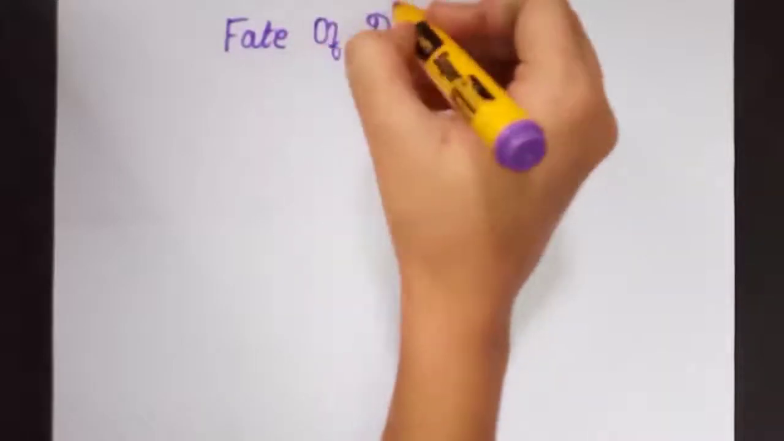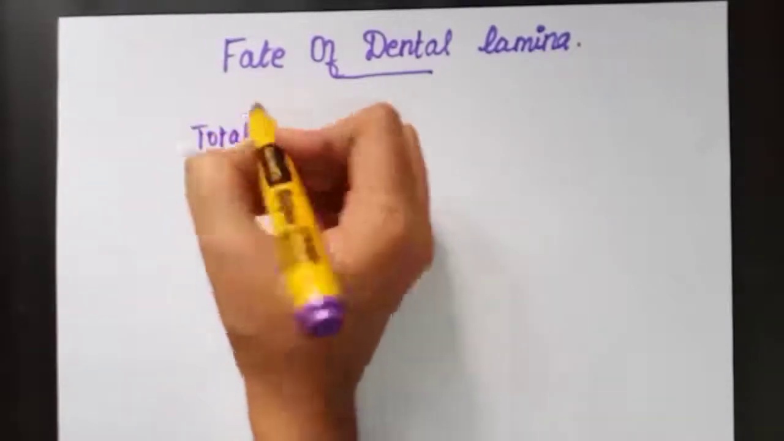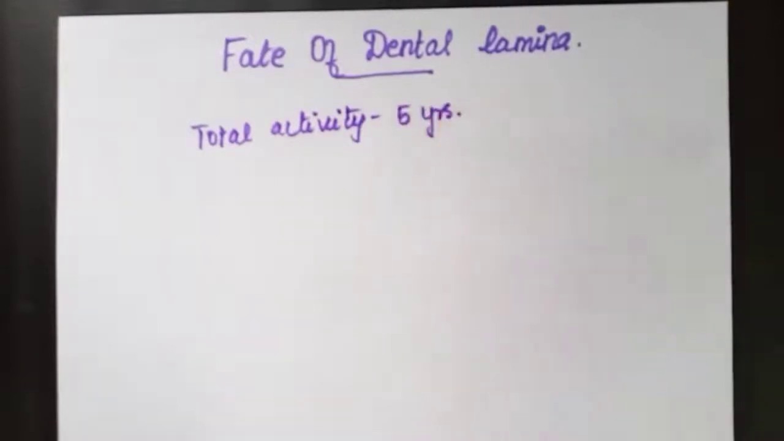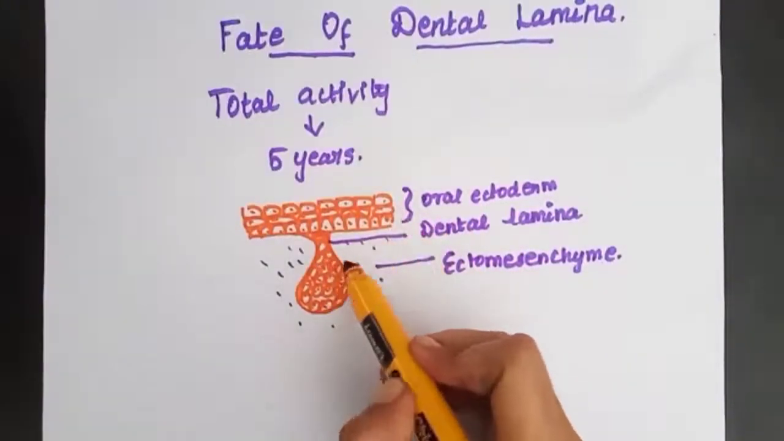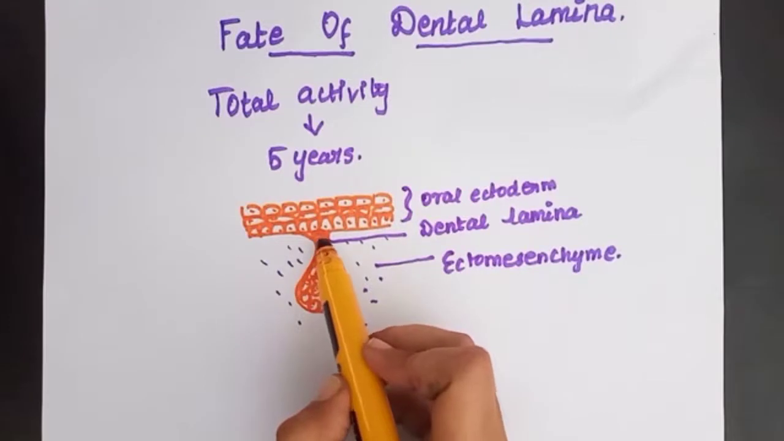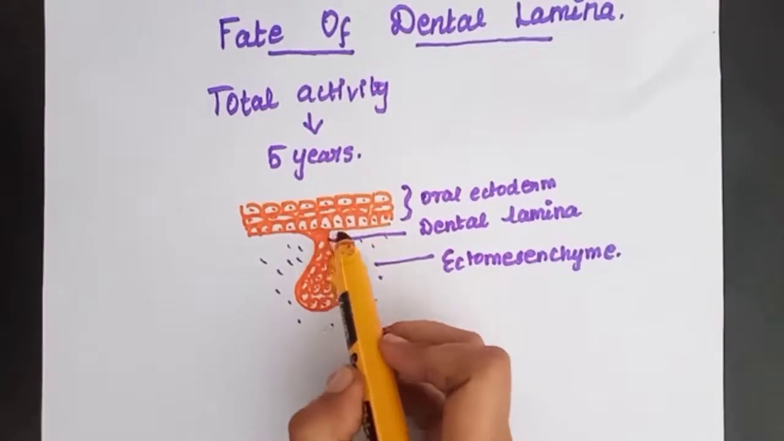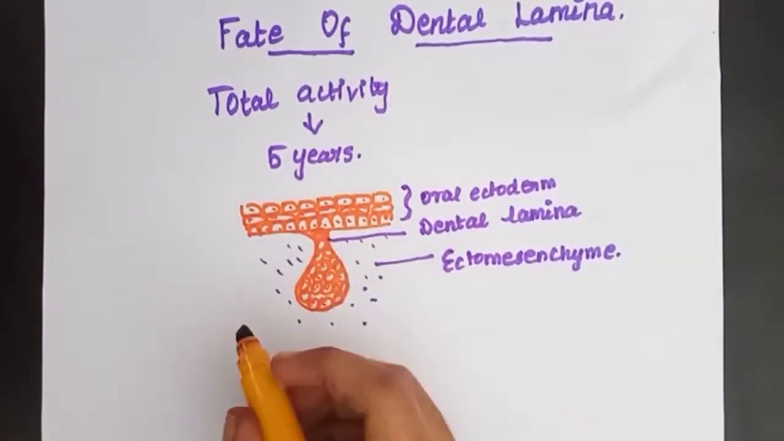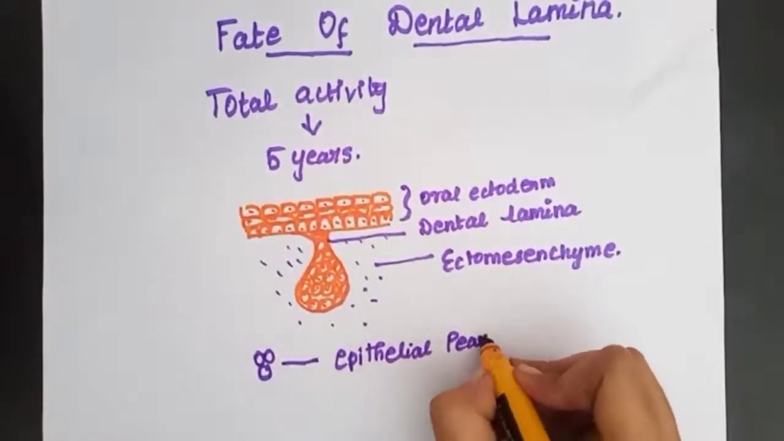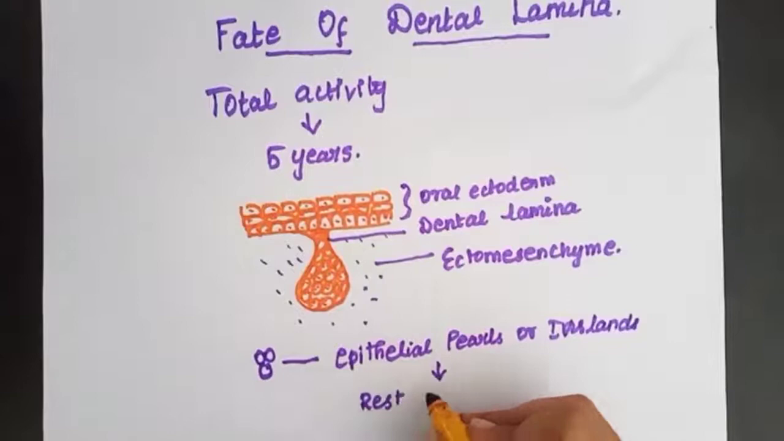Next, let's see the fate of dental lamina. The total activity of the dental lamina extends for about 5 years. Let's say this is dental lamina and this is the developing tooth. After the tooth starts developing, the dental lamina is invaded by the ectomesenchyme surrounding it, causing the breakage, and the developing tooth loses its contact with the dental lamina. But some remnants of the dental lamina may still be present in jaws and gingiva as epithelial pearls or islands. And this is called rests of Serres.